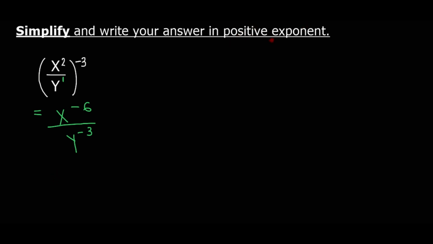Question in our answer in positive exponent. This means, we change x to the power negative 6, we share into a positive exponent. Remember, we x to the power negative 6, we share into a positive exponent. We share 1 over x to the power 6. And then, remember, we divide y to the power negative 3.